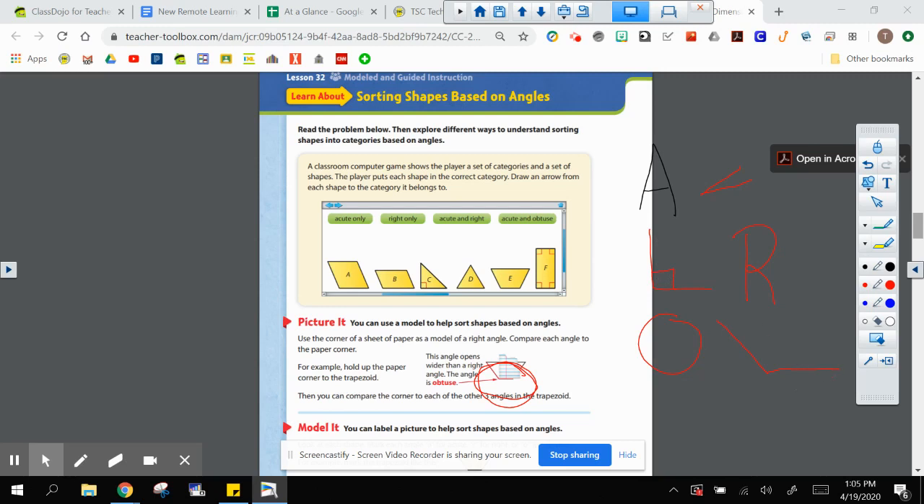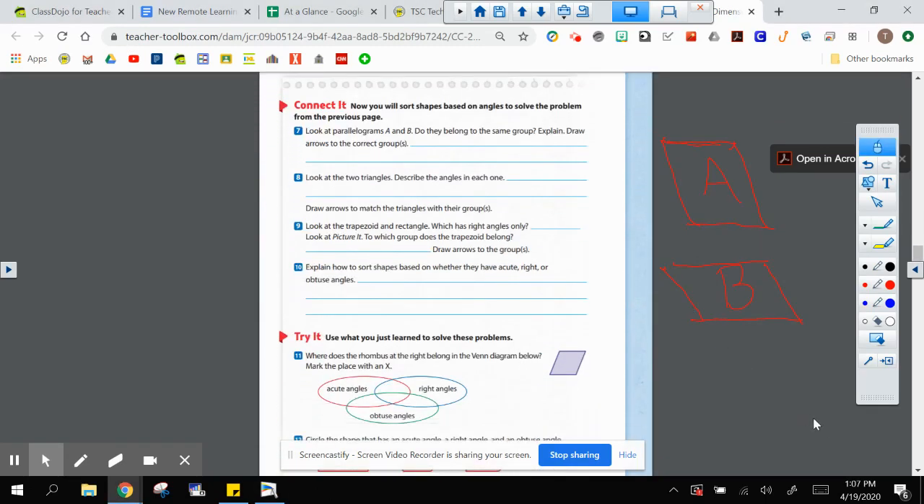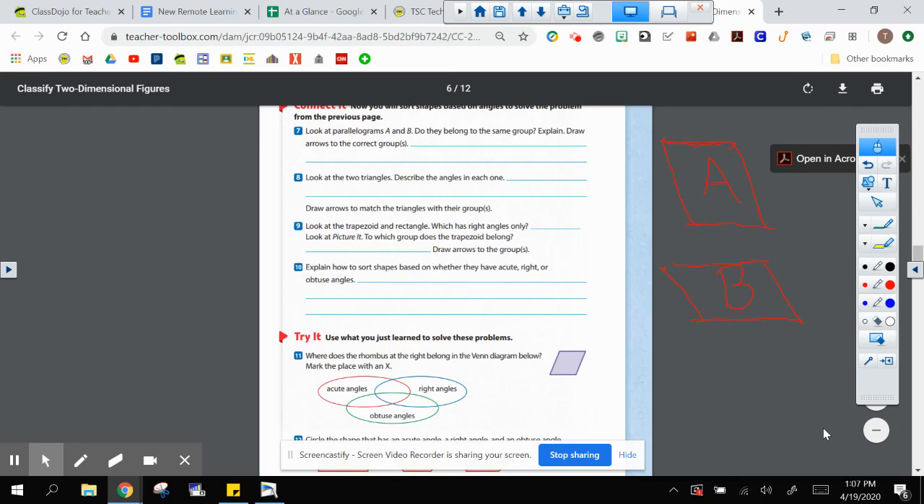So we have all these different shapes, and it wants us to categorize them. I went ahead and drew parallelograms A and B so that we would be able to see them without going back and forth. It says, look at parallelograms A and B. Do they belong in the same group? Explain and draw the arrows to the correct groups. So we have A and B. And remember, we're just focusing on the angles right now.